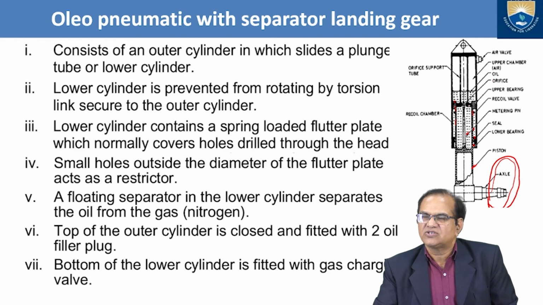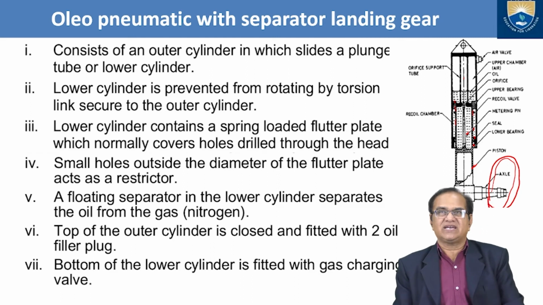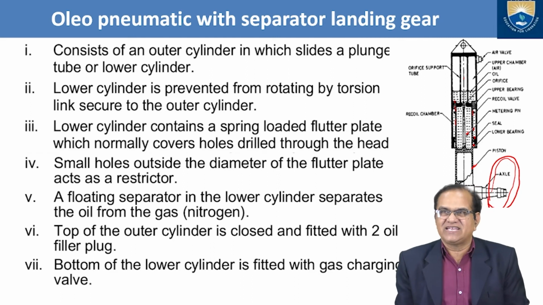Orifice here, so a metered amount of hydraulic fluid should enter or go. Here is hydraulic fluid or oil. In the upper chamber, air is there. Here is the air valve. This we can charge from here. This is the orifice support tube. So this is the Oleo pneumatic with separator landing gear.